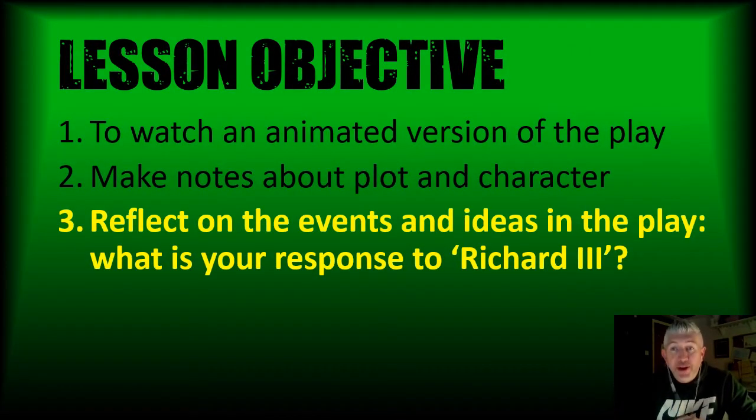Our lesson objective today. Number 1, we're going to watch an animated version of the play, and that's going to help us understand the story and what we started in our last lesson. So the whole family tree, the way Richard kills and manipulates people, and the comings and goings. That's all going to be fleshed out for us today in a half an hour animated version. During that, I would like you to make a few notes about plot and character.